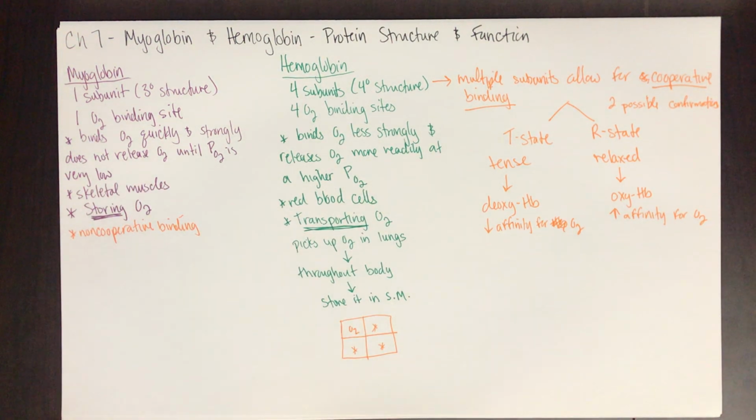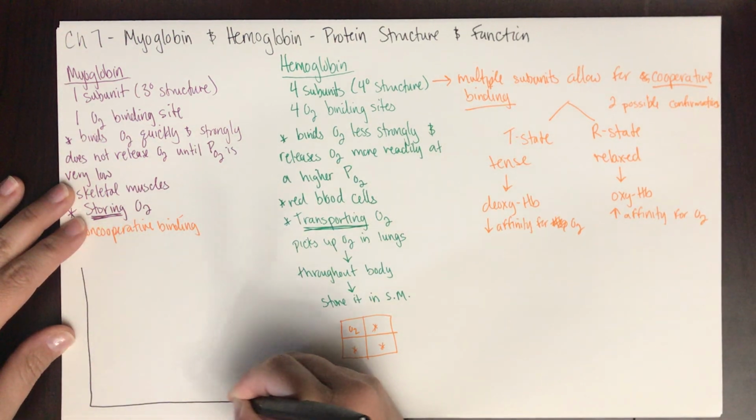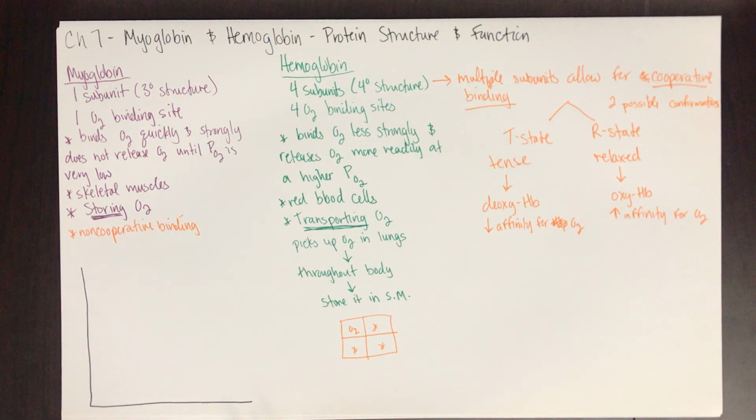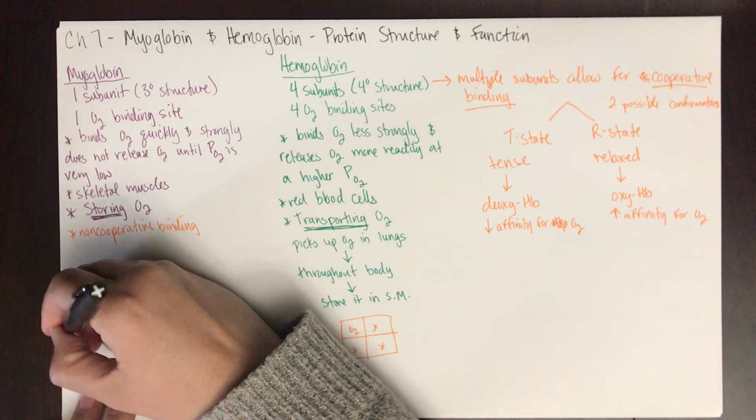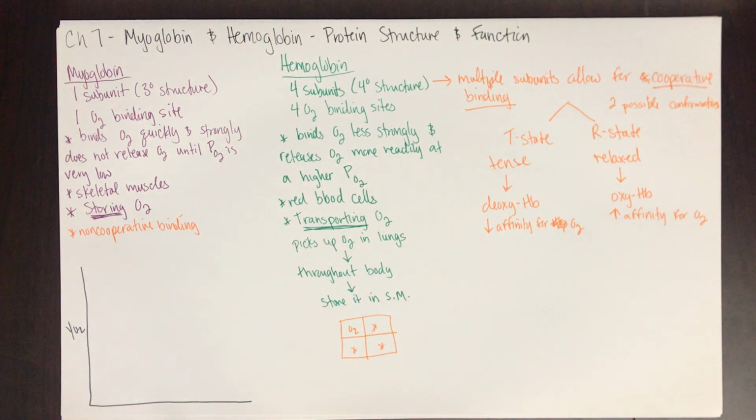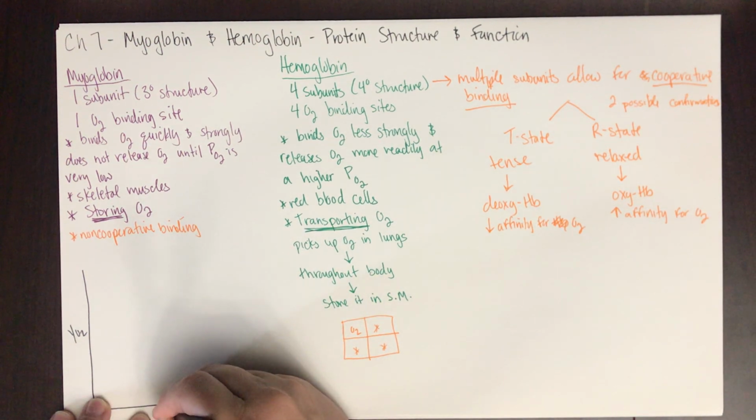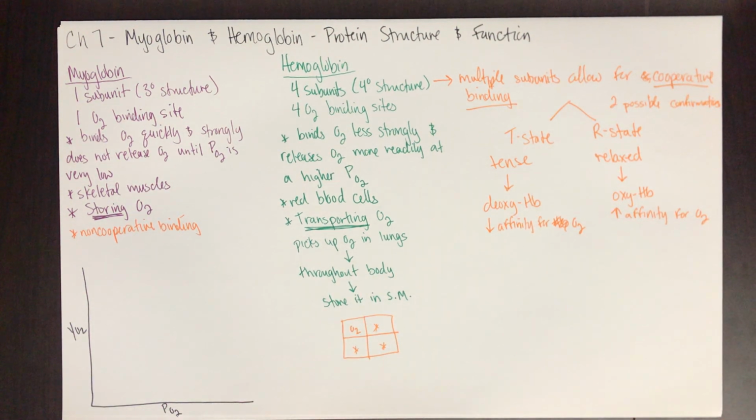So let's look at something called a binding curve. We'll look at the binding curve and compare myoglobin and hemoglobin. This is in your textbook and in your slides, but I'm going to draw it out and we'll talk about it and see what is happening throughout the binding of oxygen. We're looking at the oxygen binding curves for hemoglobin and myoglobin. What goes on the y-axis is something called YO2. This is the fractional saturation of oxygen. And down here on the x-axis is PO2. This is the partial pressure of oxygen.